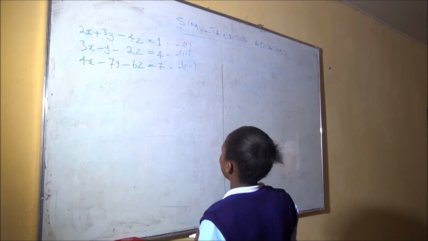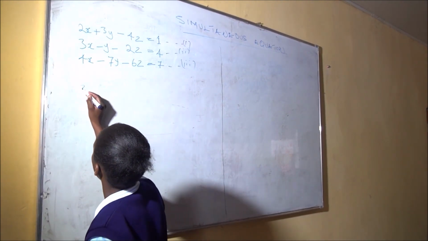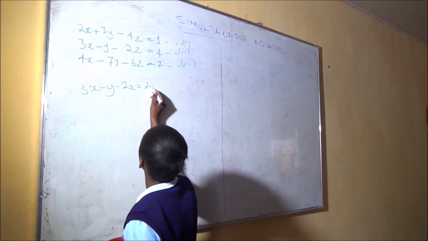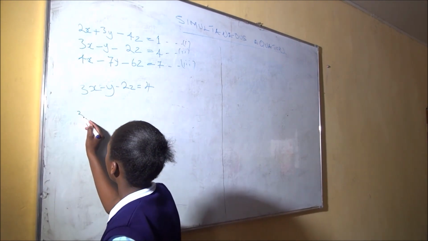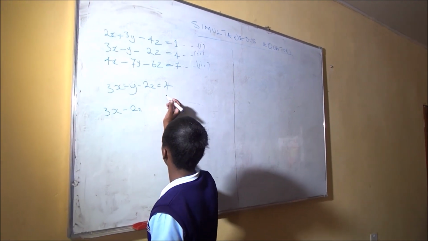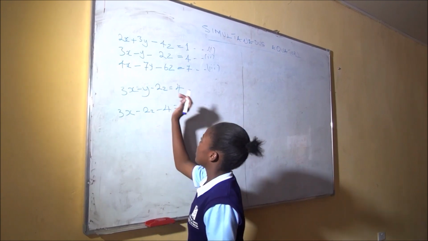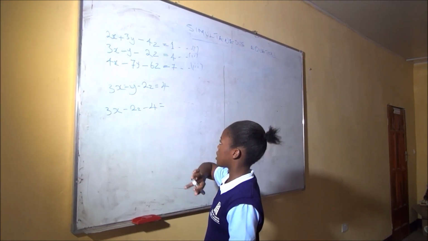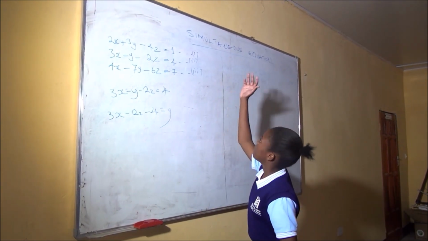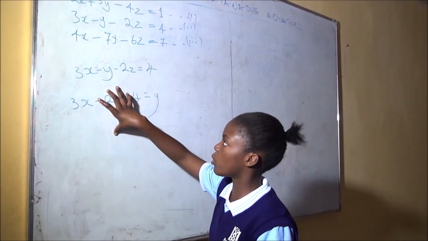As for me, I'm going to get my second equation and make y the subject of the formula. So here I'm going to get 3x minus 2z. The 4 is going to cross the equal sign, which is going to be negative 4, equal to, this negative y is going to cross the equal sign, it's going to be positive, which is going to be y. Then here I'm going to get my first equation and substitute where there is y. I'm going to put this equation right here.